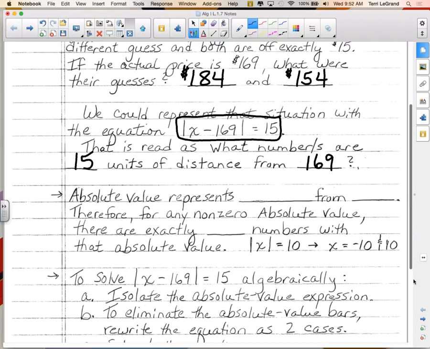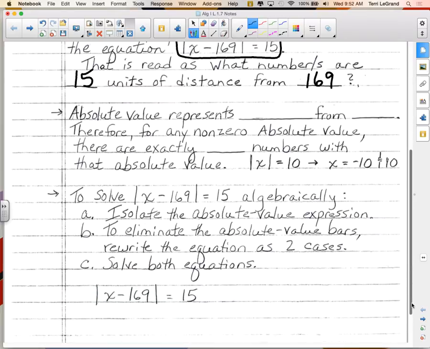So what does absolute value actually mean? What does absolute value represent? Do you know? If I ask you for the absolute value of something, what am I really asking you for? If I'm asking you for the absolute value of something, what am I really asking you for?